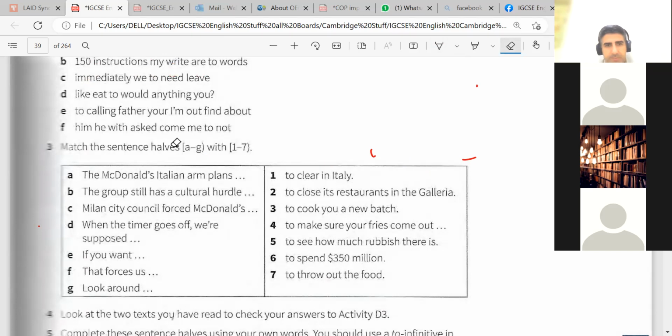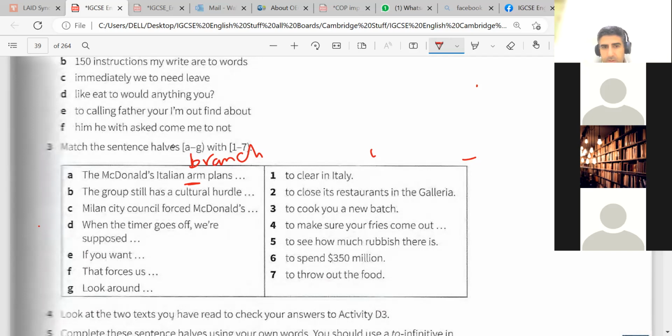Khalid, can you start, please? The McDonald's Italian ARM plans. What does it mean, ARM? ARM here means branch. Group. Not your body parts. I mean, ARM here means branch. So the McDonald's Italian branch or ARM plans... plans what? To cook you a new batch.